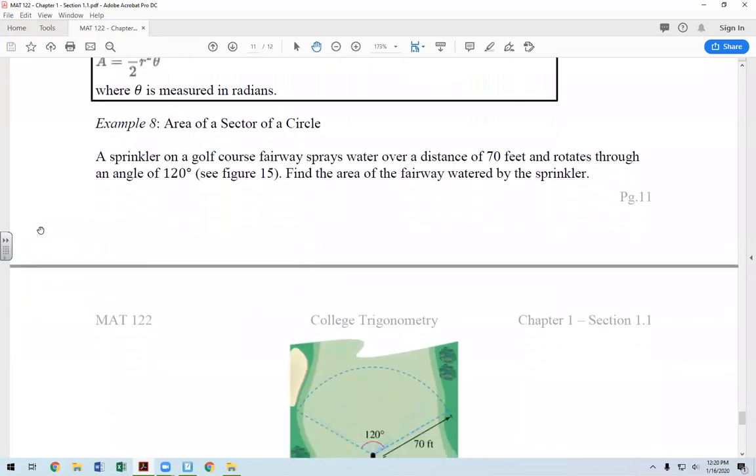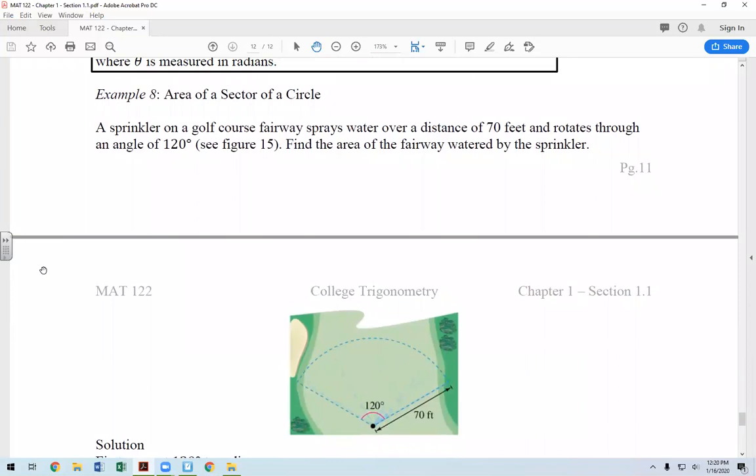So this one actually, I like this example. It's talking about a sprinkler on a golf course. So basically, we know it does that same shape where it's actually creating a sector when it's watering your little area that it has. So in this case, we are saying the spray of the water goes to a distance of 70 feet and it rotates to an angle of 120 degrees. So we have our radius, which will be 70 feet. We have our angle, but again, your angle is given to you as degrees and not radians.